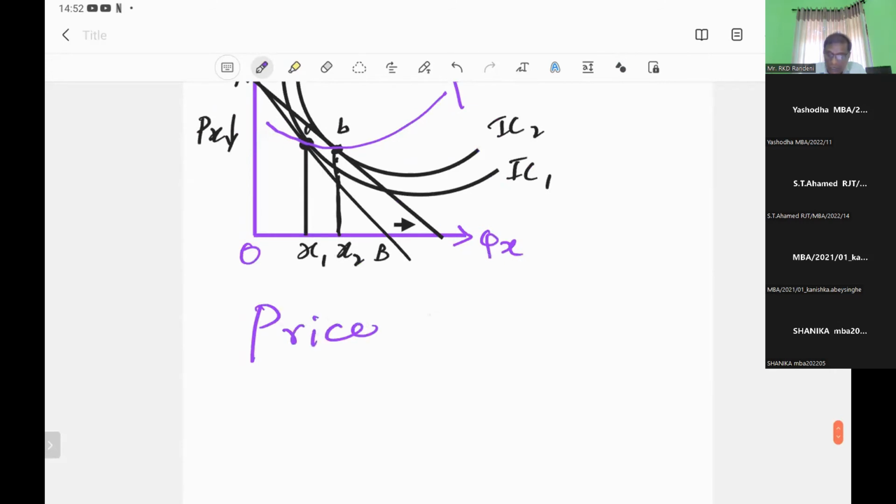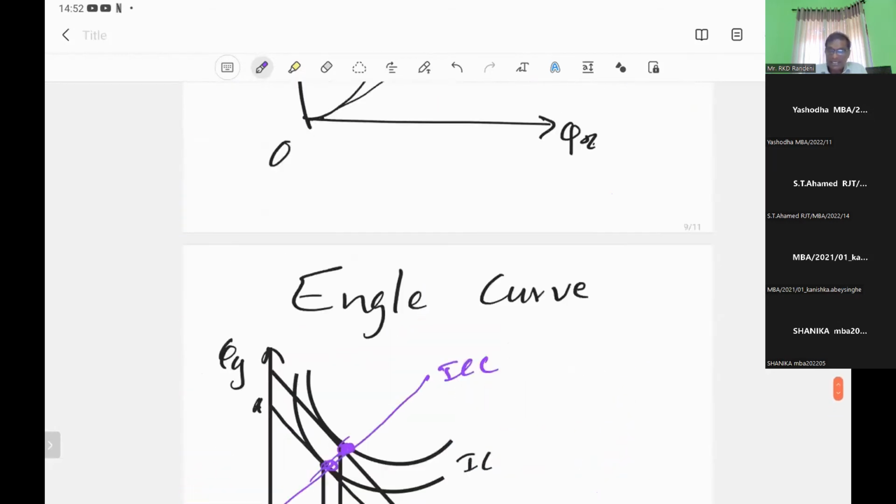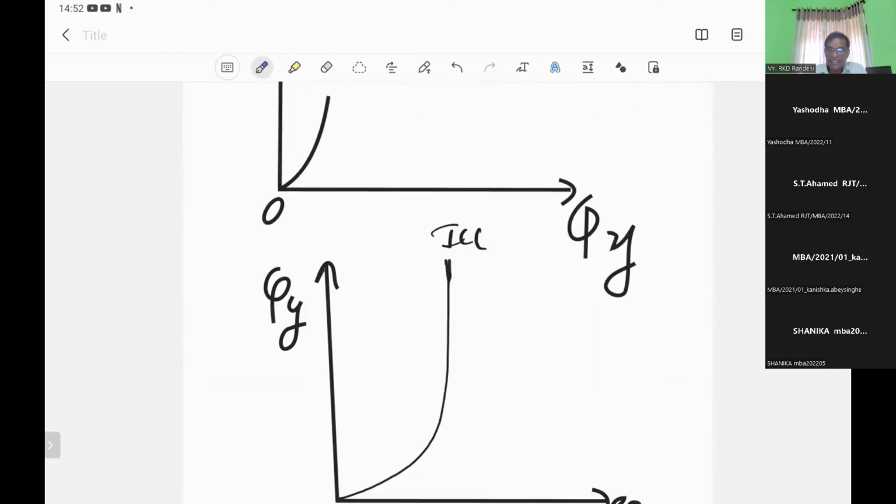Price consumption curve, PCC. Earlier we discussed the income consumption curve.